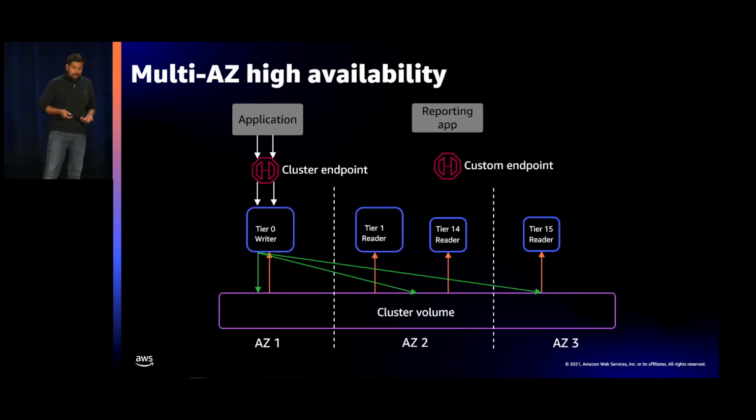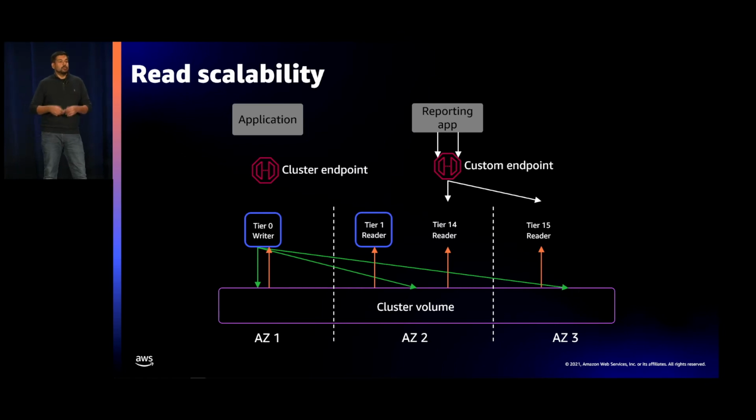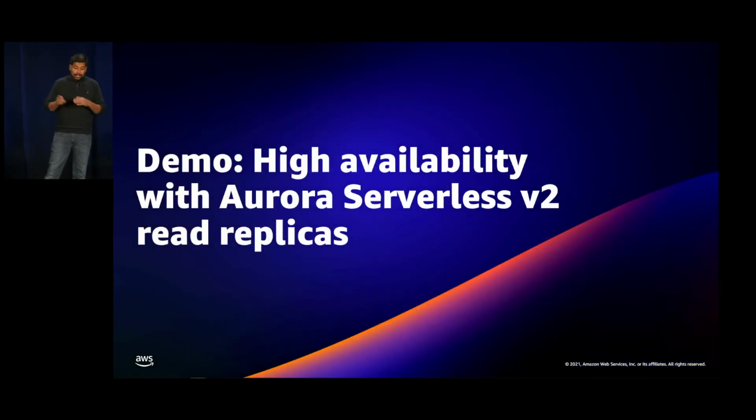The writer scales up, and with that, there's a tier 1 read replica, which is also scaling up. The reporting app is talking through the custom endpoint, and in this case, it's going to talk to 2 read replicas, tier 14 and tier 15. So these ones are not going to scale with what's happening with the writer. They will scale independently, based on what workload the reporting application is sending to it. Again, we have a little demo which we'll walk through.